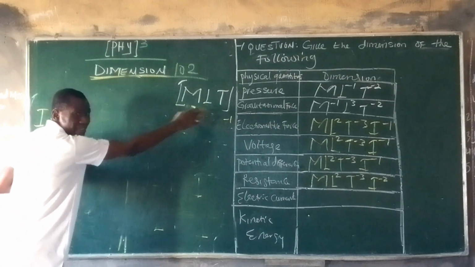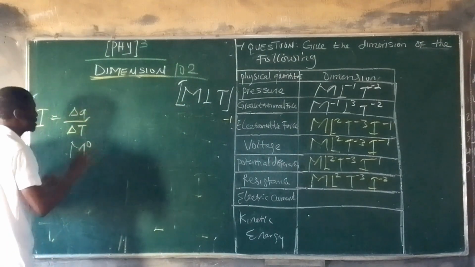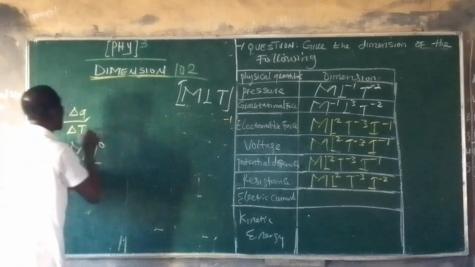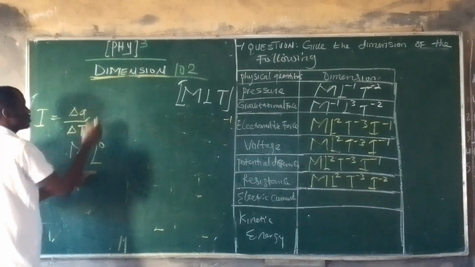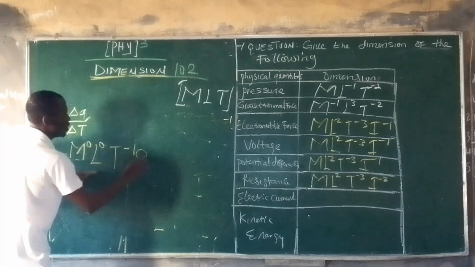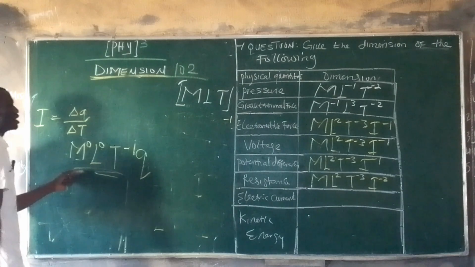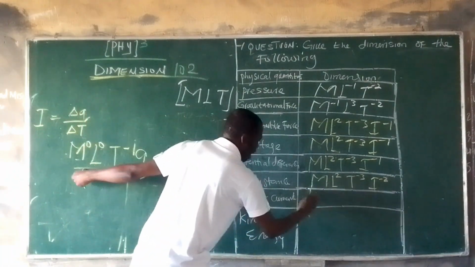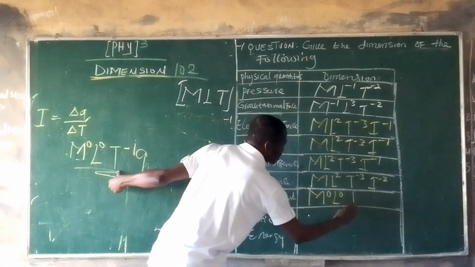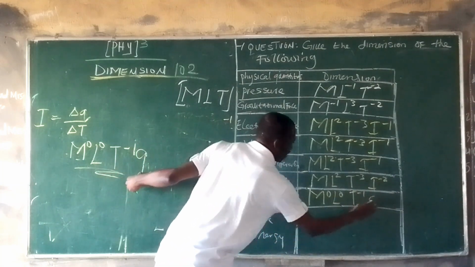Do we have anything like length in this formula? The answer is no. So length is 0. Do we have anything like T? Yeah, we have T here. And since T comes up, T is equal to minus 1. And then we have Q, just 1 Q. So this is the dimension for electric current: we have M0, L0, T minus 1, and then Q.